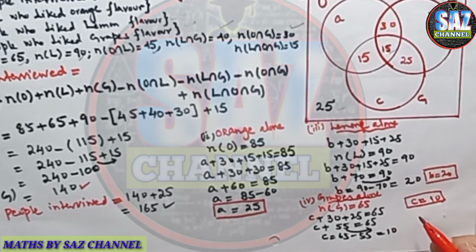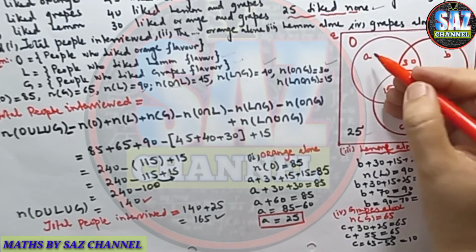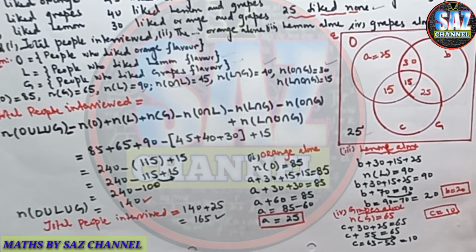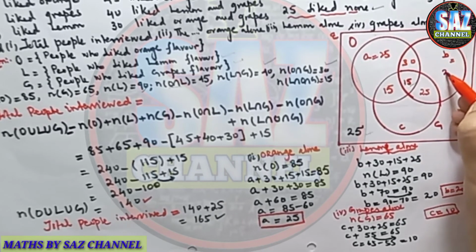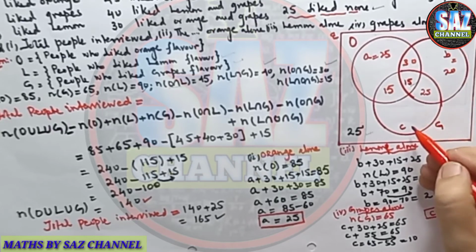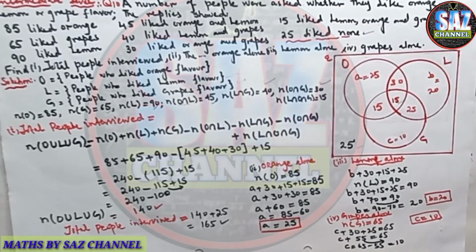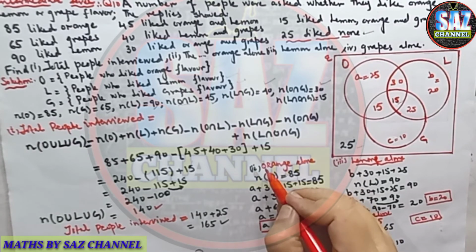So write the values at the respective places. A equals 25 are the people who like orange alone, B equals 20 are the people who like lemon alone, and C equals 10 are the people who liked grapes alone. I hope you are clear about this question.